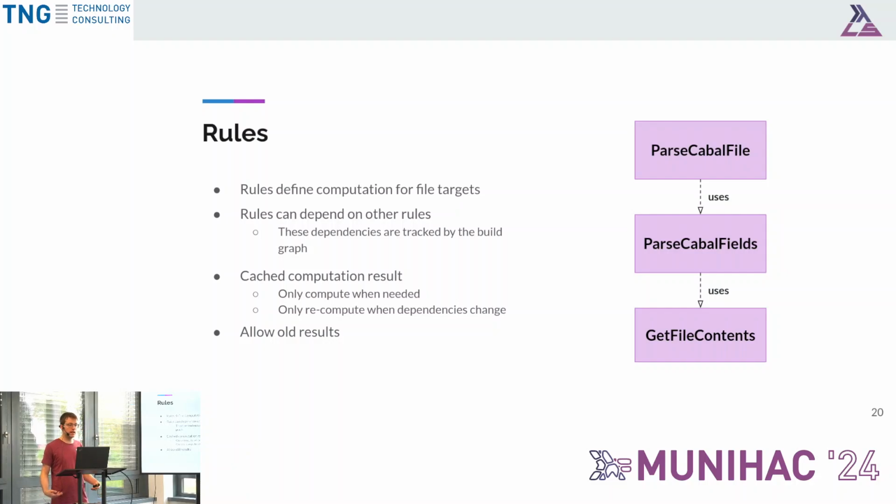And what these rules enable us to do is efficiently cache computation results. So once the result of a rule has been computed, we do not need to recompute it unless we know the result has changed. Additionally, the build graph allows us to do another nifty thing: instead of demanding the latest result for a rule, we can also ask, what is the latest available result for a rule? So we can obtain old results from the build graph.